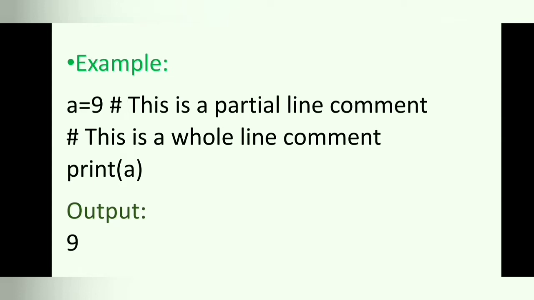In this example, 9 is assigned to A and a single line comment is used, which is a partial single line comment. The single line comment can start anywhere on the line. The second line contains a single line comment. This is a whole line comment. Next is print A. The output will be 9.